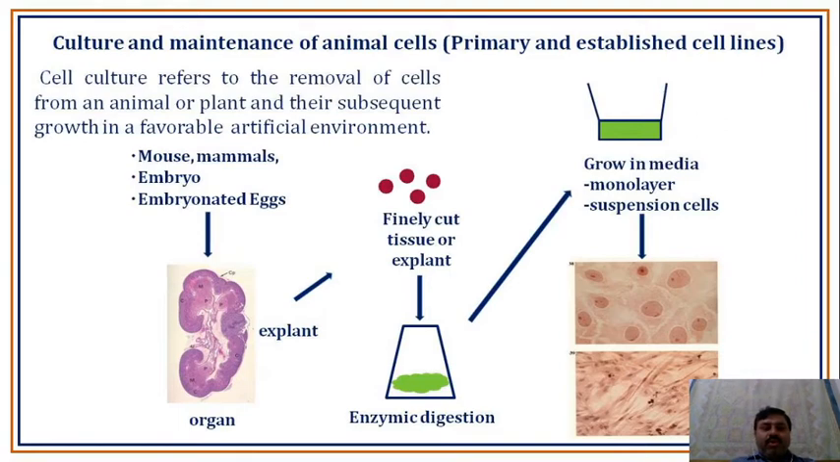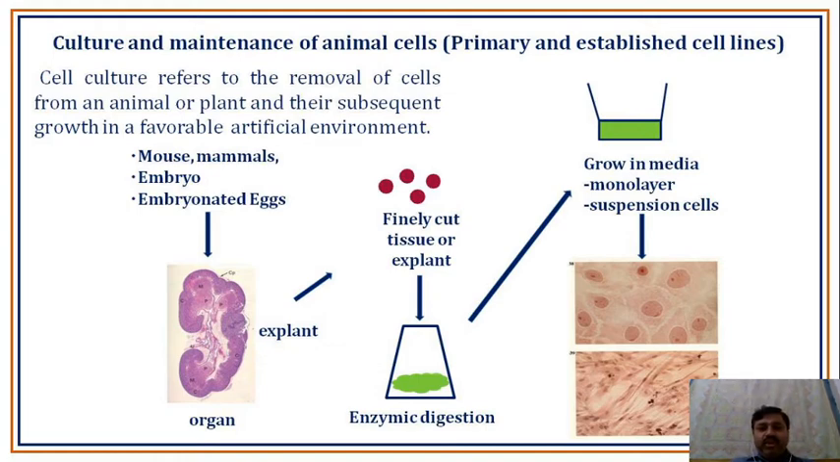So how do you go on as far as a laboratory is concerned? This is a very simplified picture which I have displayed here. See here, cell culture refers to the removal of cells from an animal or plant, as I already told you, and their subsequent growth in a favorable artificial environment. So your tissues can be from mouse, from mammals, from embryos, from embryonated eggs. Here you have an organ removed from all these species, and a part of this organ is called an explant. We have already seen what explants are, and these explants are finely cut tissues.